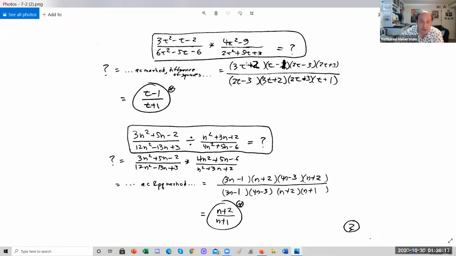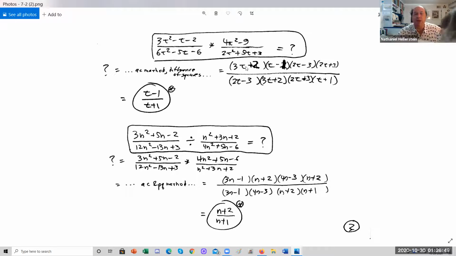3t squared minus t minus 2 is 3t plus 2 times t minus 1. Sorry about the scribbling. 4t squared minus 9 is a difference of squares: 2t minus 3 times 2t plus 3. 6t squared minus 5t minus 6 after the fairly long AC method gets 2t minus 3 times 3t plus 2. And 2t squared plus 5t plus 3 after an AC method gets 2t plus 3 times t plus 1. Is that a minus 3? Oh, no, plus 3. Now, all right, a lot of factors cancel.